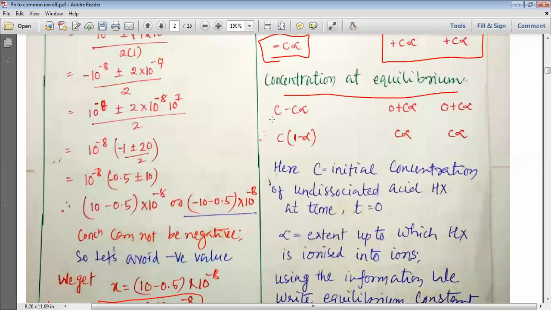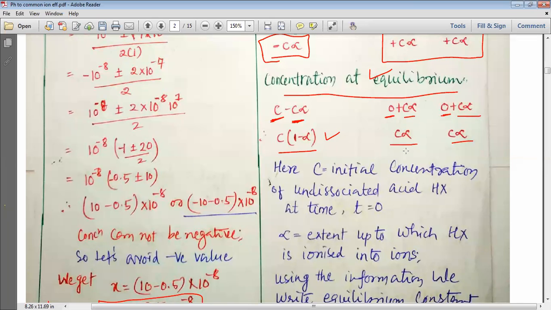Initially the concentration was C, minus C alpha is the change that has taken place. For the products, initially the concentration was 0, and plus C alpha is the change. So finally, if we take C common from this, then we get C into 1 minus alpha. That is the concentration at equilibrium for our acid HX.